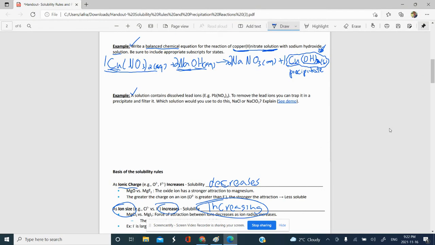So we have a solution that has some lead ions dissolved in it. And that's not good. You don't want to have lead in your water. So one strategy to remove the lead is to trap it in a precipitate and then filter it out. If I produce a precipitate, I can put it through a coffee filter or some filter paper, and the solid will stay behind, and the water can just go through it, and I'll remove the lead from my solution. So you can see a demo of that over here if you want more of a visual.